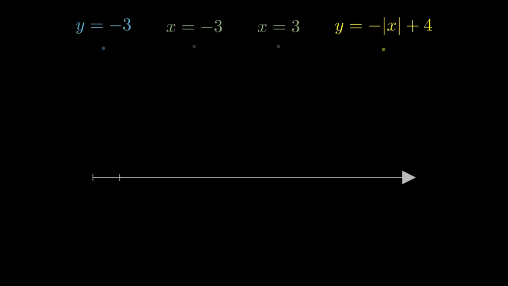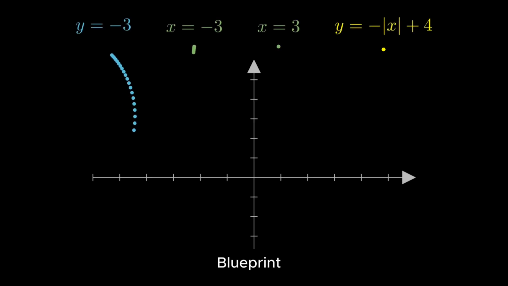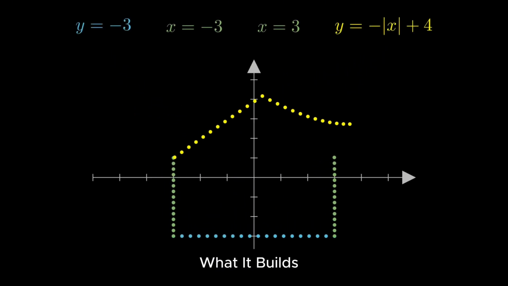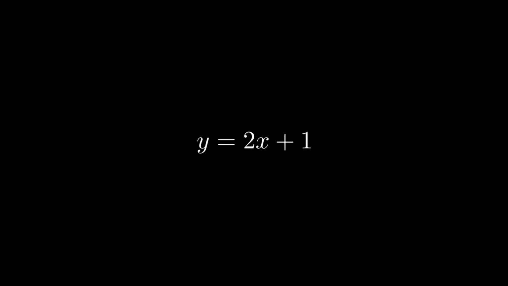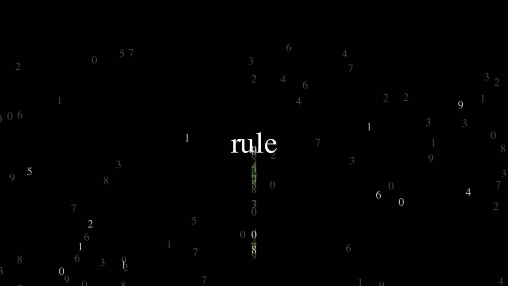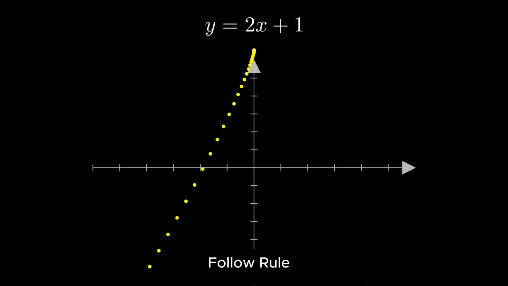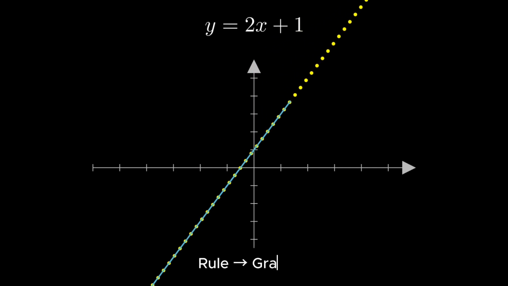An equation is like a blueprint, and a graph is what that blueprint builds. This is a very helpful way to understand graphs. An equation is not just symbols and numbers. It is a rule. It tells us how numbers are allowed to work together. When we follow that rule and draw it on the Cartesian plane, we get a graph.